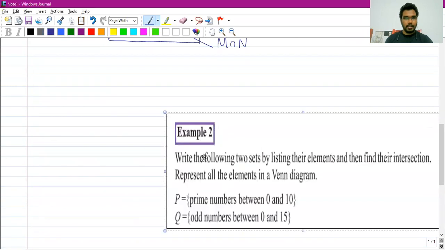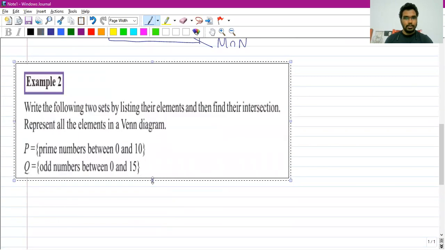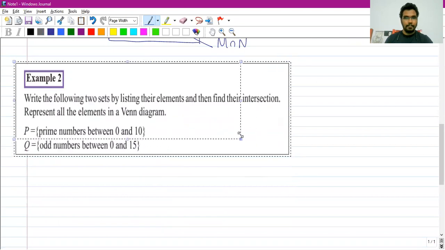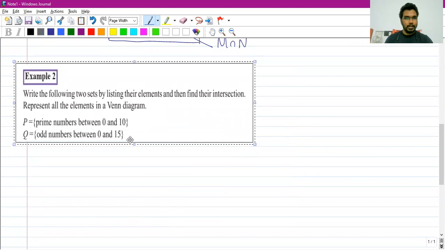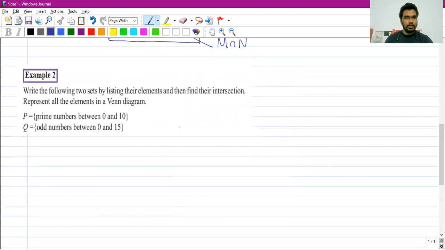Yes, this is example number 2. So shall we see how to do this example? Here it is mentioned: write the following two sets by listing their elements and then find their intersection. Represent all the elements in a Venn diagram. Yes, so shall we try to do it? First of all, shall we find this P and Q set? Those are given in the descriptive method. So shall we write the elements first?